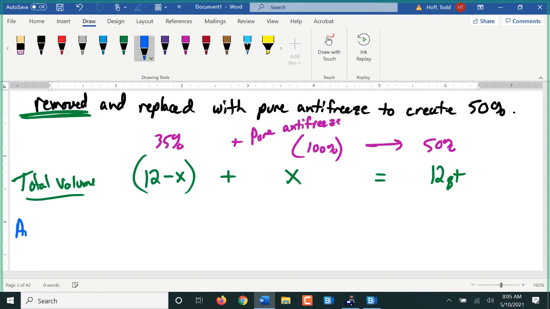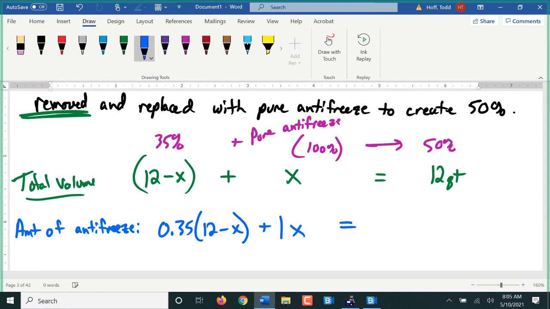So then the amount of solute, antifreeze: 35% is 0.35 times 12 minus X, plus 100% is 1 times the amount of X, equals 50% is 0.5 times that 12 quarts.